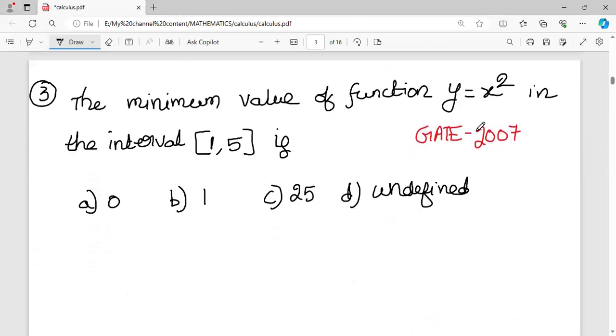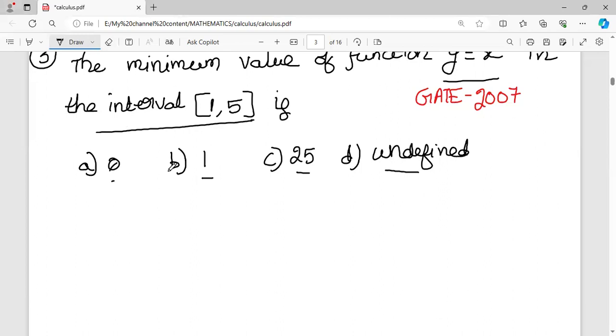The minimum value of the function y equal to x square in the interval 1 comma 5, 1 and 5. You have to find out the minimum value. The options are 0, 1, 25, or undefined. So you have to find out.